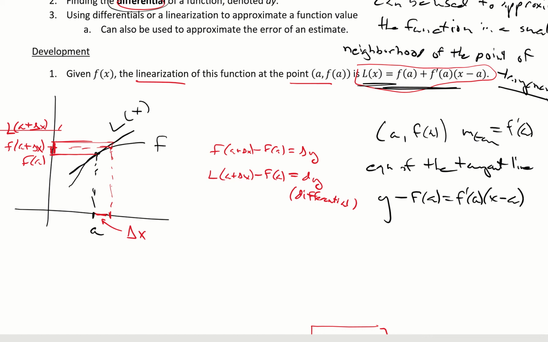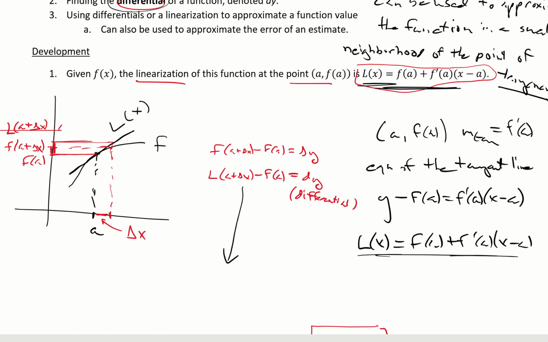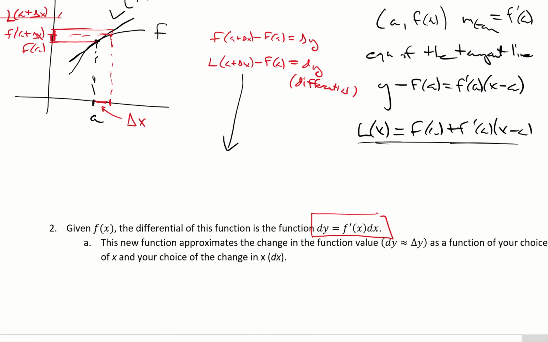What you get is y equals, or why don't we put it in here, call it L of x equals f of a plus f prime of a times x minus a. That's the formula for the slope, going along the straight line, not going along the curve. Okay? The other part of this that I'm going to develop comes from, let's do it down here.